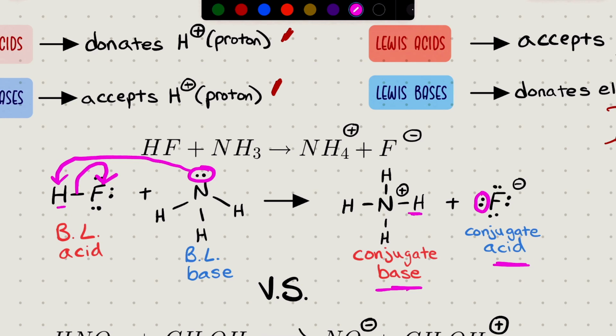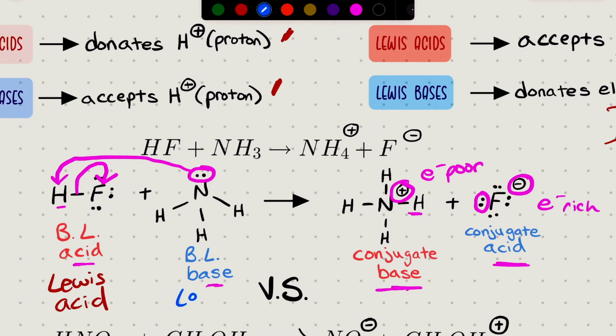And that is why this nitrogen now has a plus charge, intrinsically a +1, and this fluorine is now an ion because it had electrons added to it. This is electron rich, and this is electron poor. Which means that, yes, this is a Bronsted-Lowry acid, this is a Bronsted-Lowry base, but this is also going to be a Lewis acid and a Lewis base. Because not only were protons donated and accepted, electrons were donated and accepted as well in order to create these new bonds and new molecules.